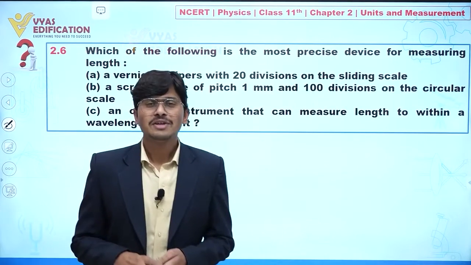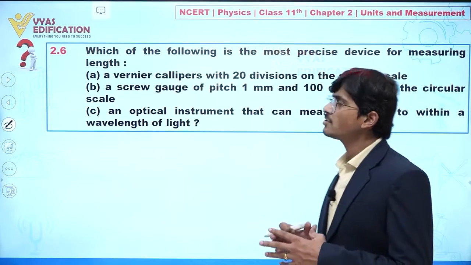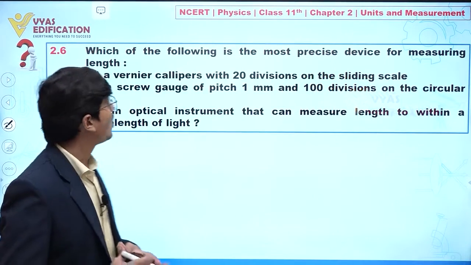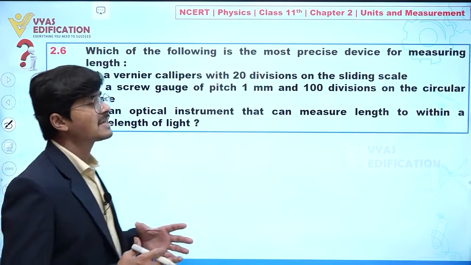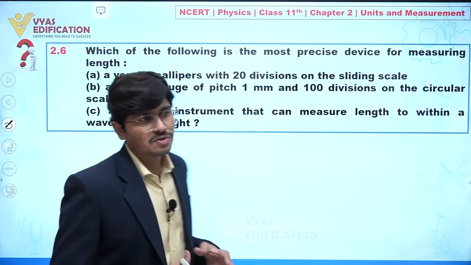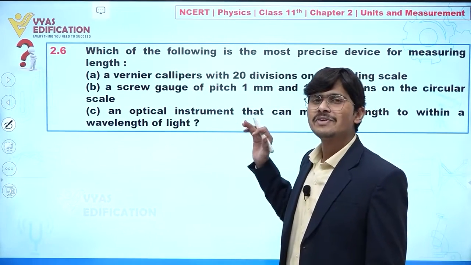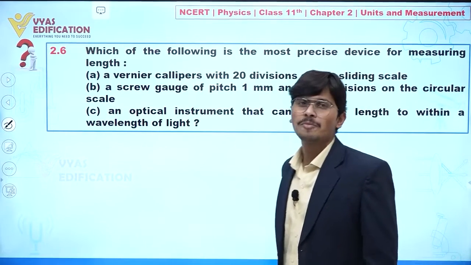Clear to everyone? Now dear student, we are going to discuss this question number 2.6, and in this question it is given to you, which of the following is the most precise device for measuring length? So actually 3 devices are given to you. Number 1 we have vernier caliper, second one we have screw gauge, and third one we have optical instrument.